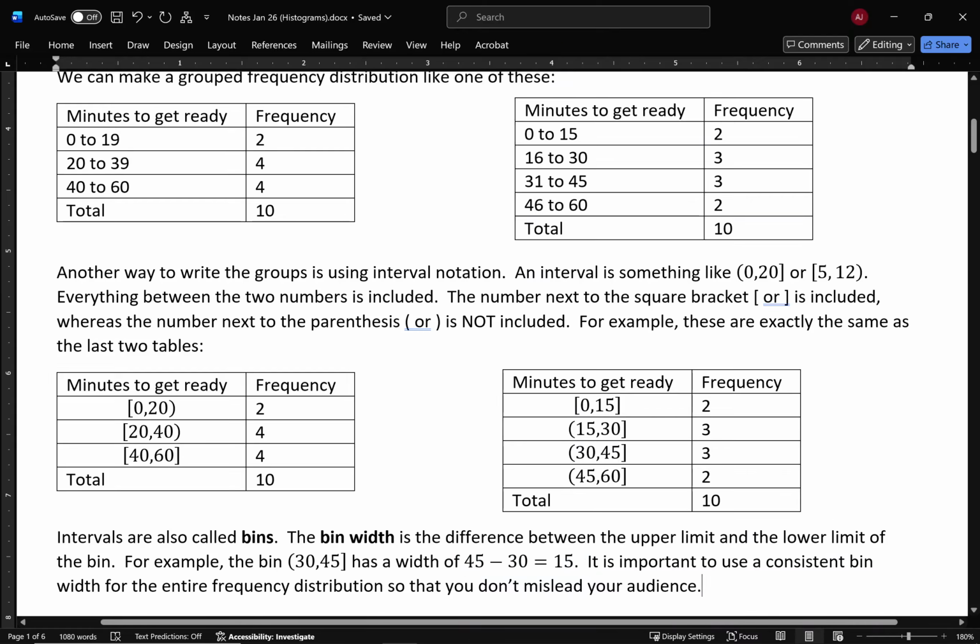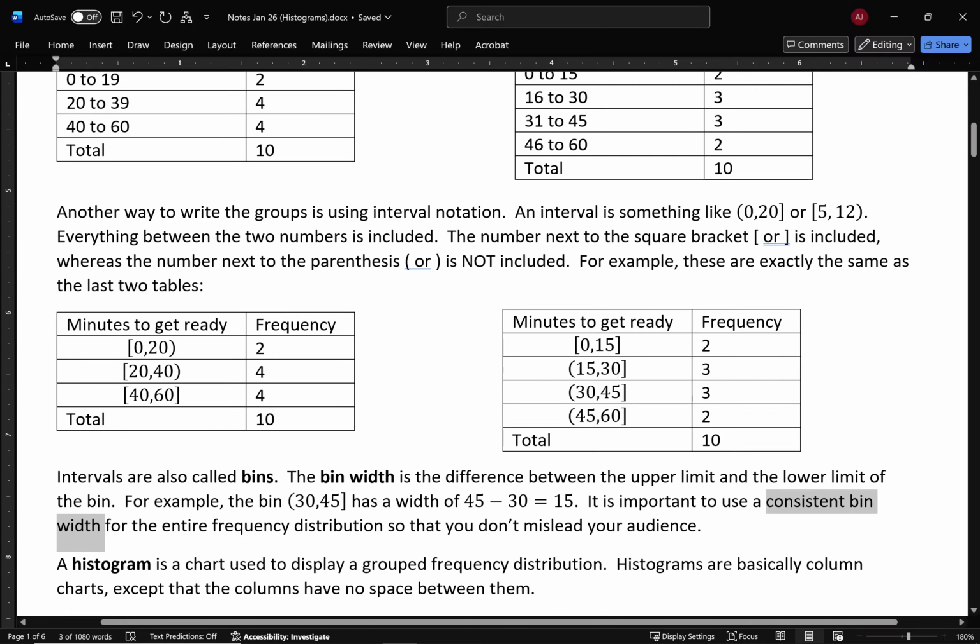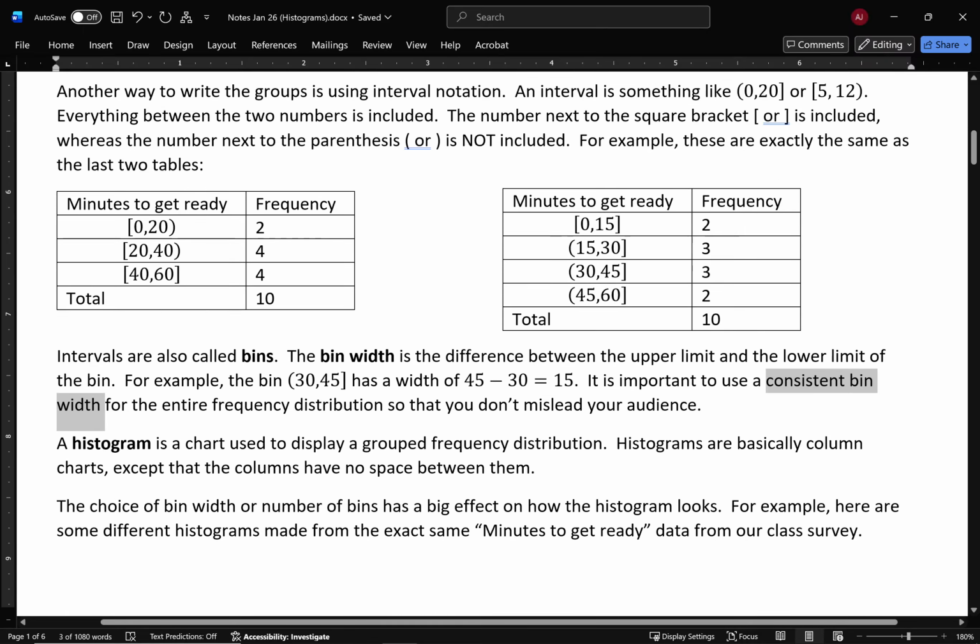So larger minus smaller. It's really important when you're making these grouped frequency distributions that you use a consistent bin width. And the reason for that is because that is what humans expect when they see this type of frequency distribution. They expect it to be done evenly. And if you don't do it that way, but they think that you did, then you could actually mislead people. That would be an example of lying with statistics. So we don't want to do that.